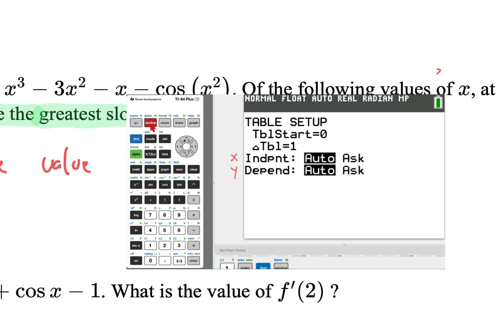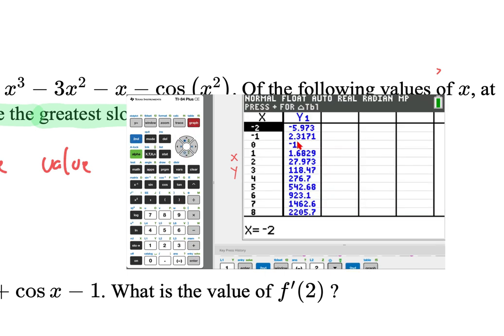Okay, but we don't want to start our table at 0. We want to start it at -2. We'll change that. And we do want it to go up by 1, so that's perfect. So we'll keep that the way it is. So just hit second graph, which is table, and then now we can see. So look, these are all the values that we got when we plugged them in individually.